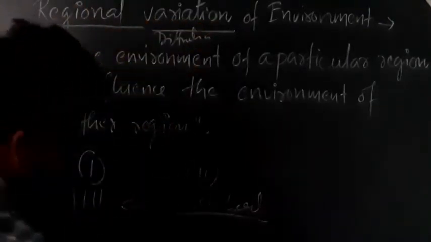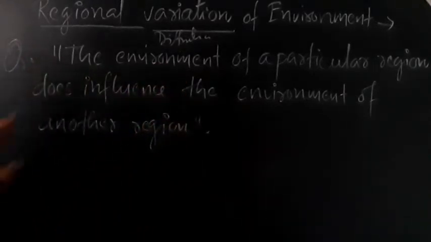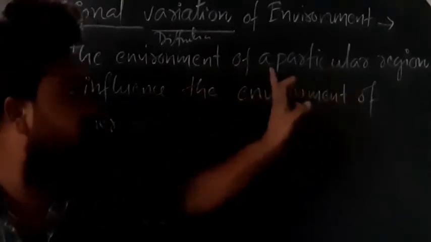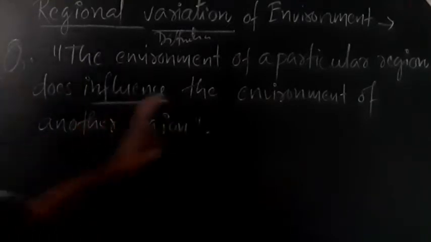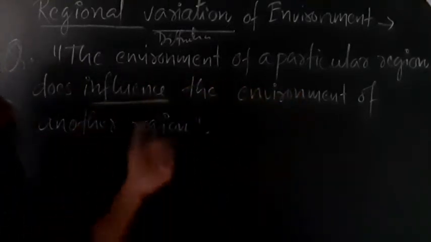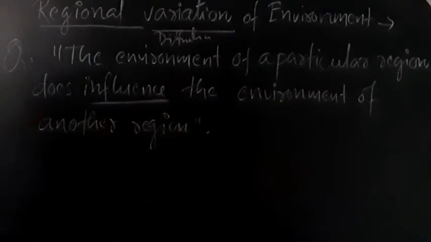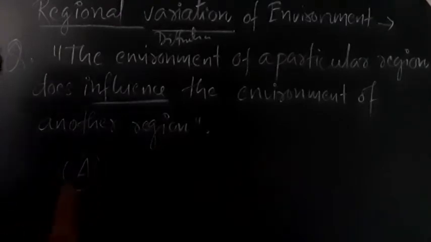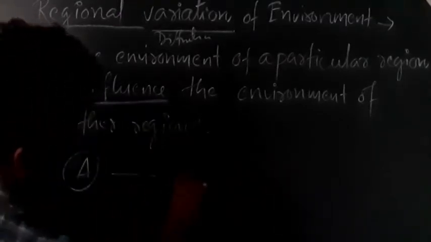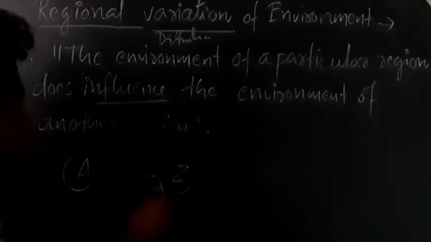So here one question arises. This statement will come, okay? The question will come like this. Suppose the environment of a particular region does influence, do you know the meaning of influence? Does it influence the environment of another region, right? That means the environment of a particular region does influence the environment of another region. Suppose A is a region, so the environment of region A influences the environment of Z. Okay, Z is a region, A is a region. So what happens? One environment influences the other.